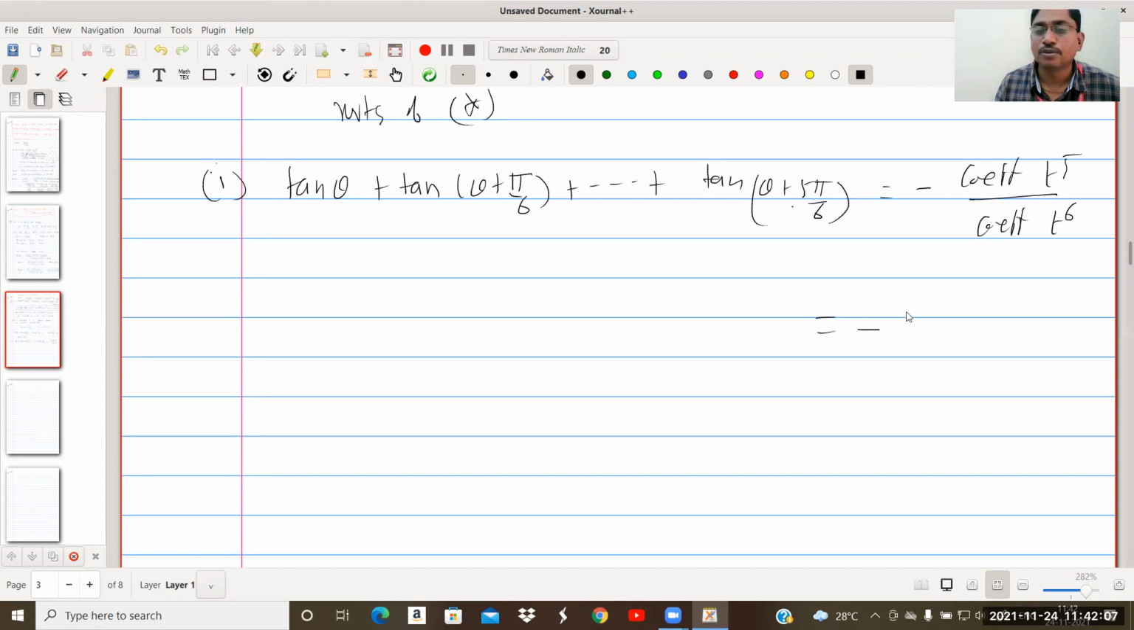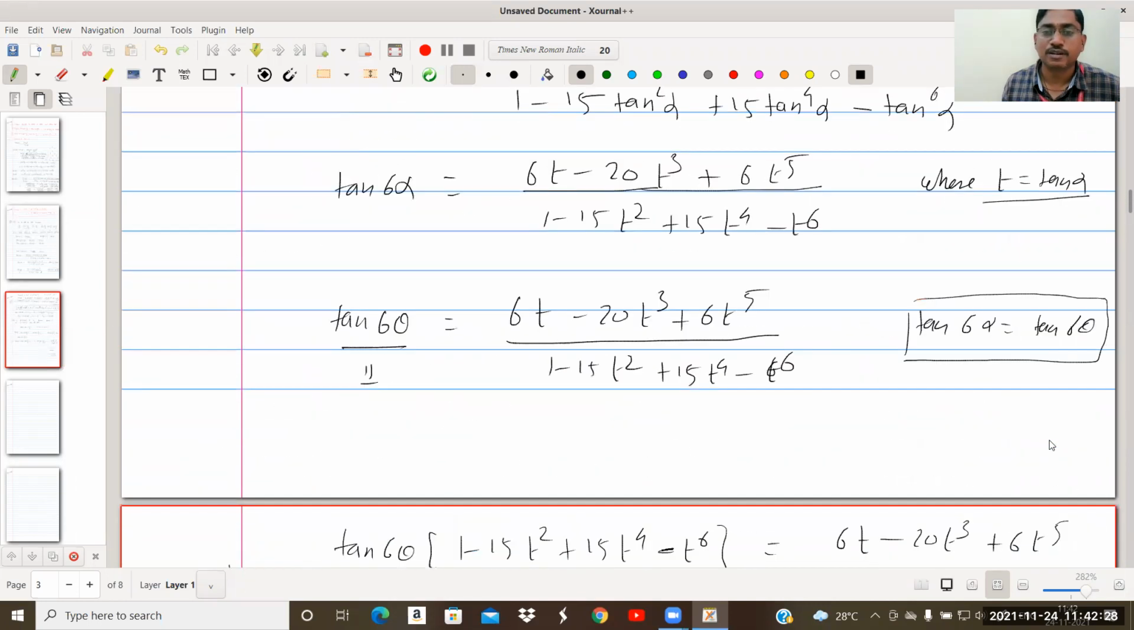The coefficient of t raised to 5 is 6, and what is the coefficient of t raised to 6? The t raised to 6 coefficient is tan 6 theta. And we know 1 upon tan is cot, so it is minus 6 cot 6 theta, the sum of all the roots. This is the first part that we want to prove.